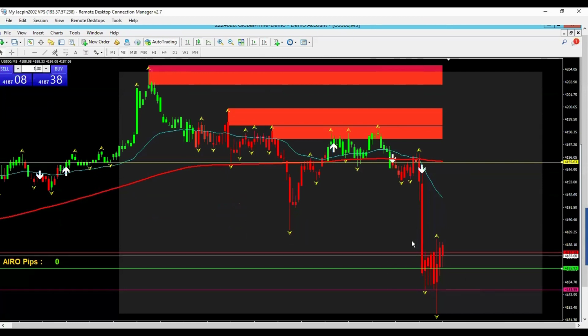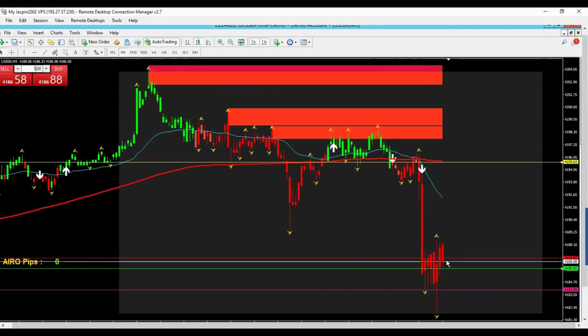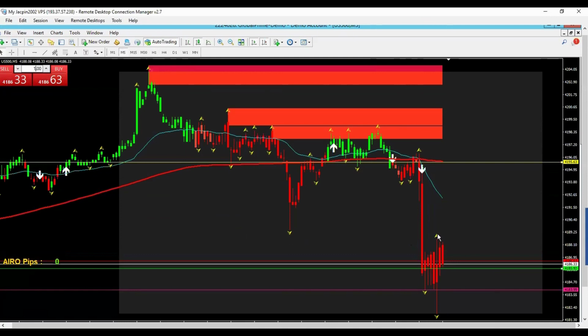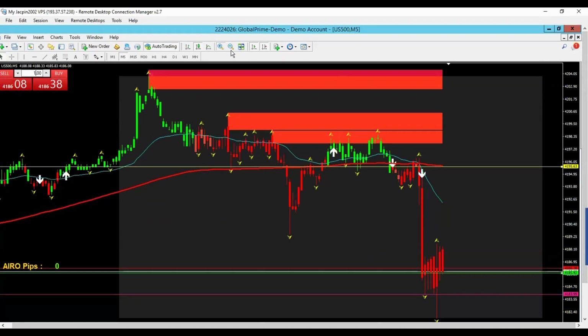Now, if y'all seen my calls before, I would be like, man, I need price to come up above this arrow MA so I can get me an up arrow, if we're on an uptrend, or vice versa. I don't even need that now. I don't need it. Not with what I just showed.